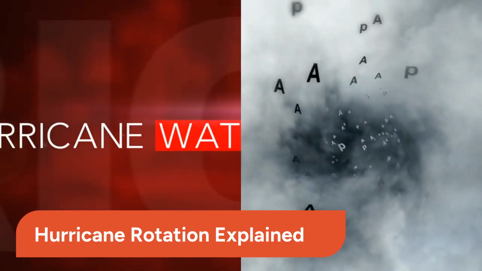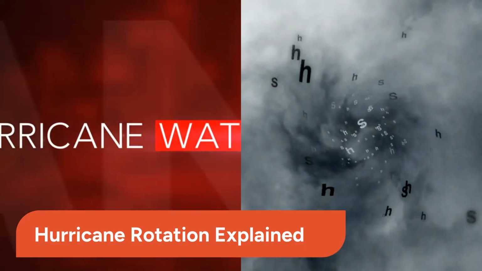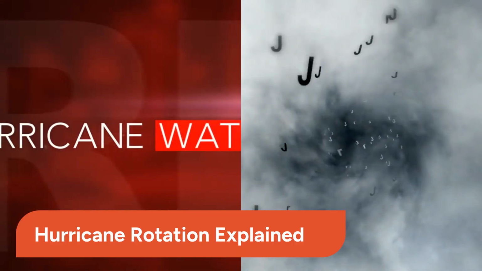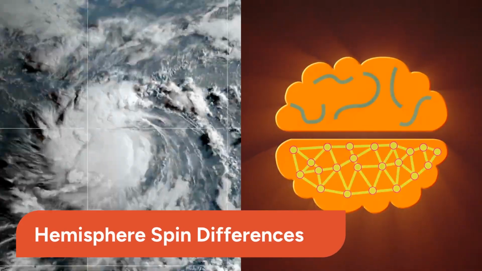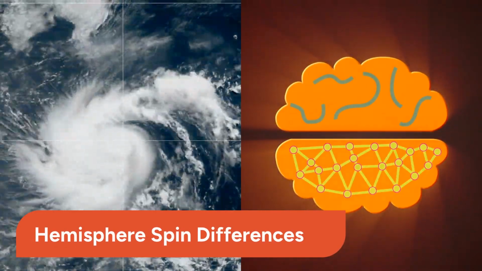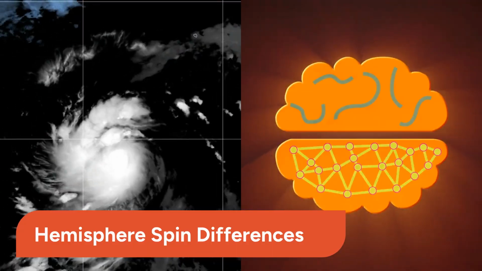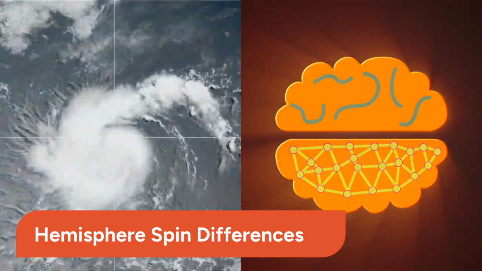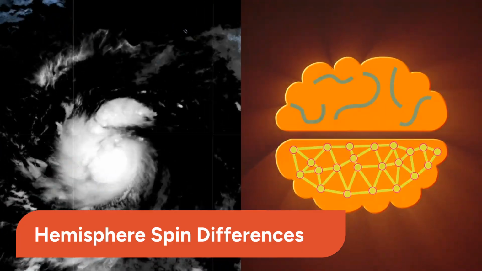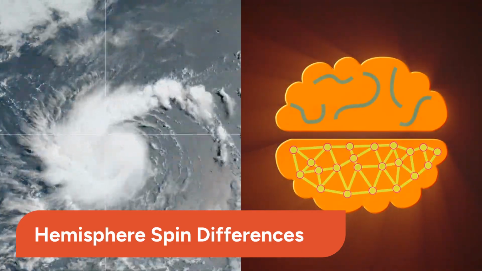In the northern hemisphere, hurricanes rotate counterclockwise, and in the southern hemisphere they rotate clockwise. This difference in rotation direction is entirely due to the Coriolis effect and the direction of Earth's spin. It's a fundamental principle of atmospheric dynamics that helps us predict and understand these powerful natural phenomena.